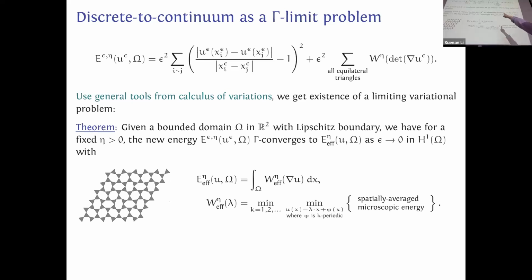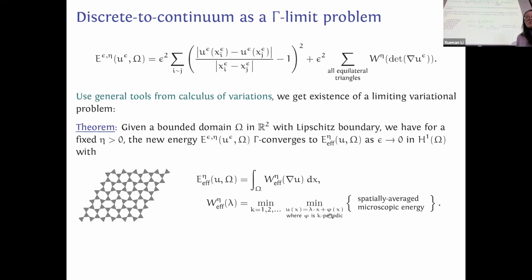So as epsilon goes to 0, this energy is going to converge to the energy here, gamma converges. And it's in an integral form. You have an integrand which we call the W effective eta. Here I just fix eta. And it's going to be taken on gradient U, because that's a string. And this W effective eta for a given string like lambda is going to be a double minimization.